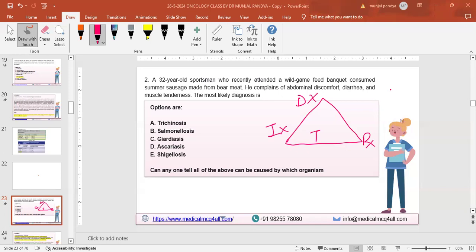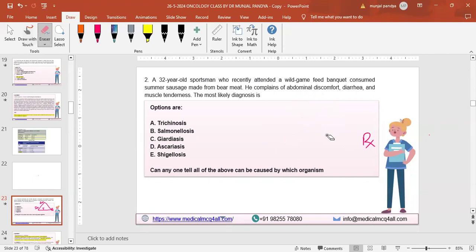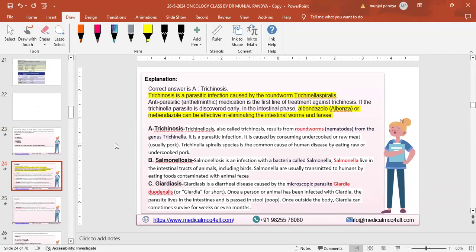So today, go and open up the parasite chapter. I think it's untouched, and we always think that, oh, my parasitology is excellent. You can see this one question makes a lot of confusion in your mind. So the correct answer is trichinosis. Trichinosis is a parasitic infection caused by roundworm, right? And anti-parasitic medication is the first line of treatment against trichinosis.